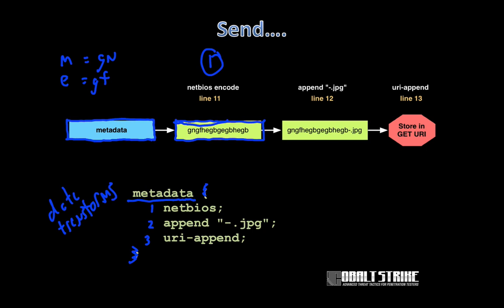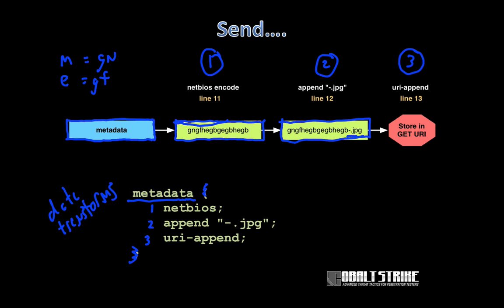The next step is step 2, because these are executed in order. And step 2 is to append dash.jpg to our NetBIOS encoded metadata. And so when we apply that step, we end up with this value. The final step is URI append, and that is called, in the data transform language, a termination statement. And what it does is describe where to store the metadata in our HTTP transaction.